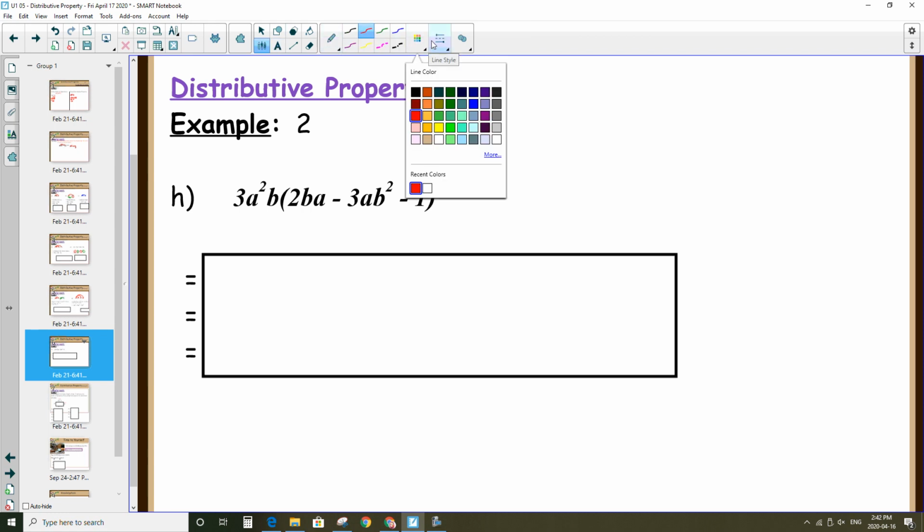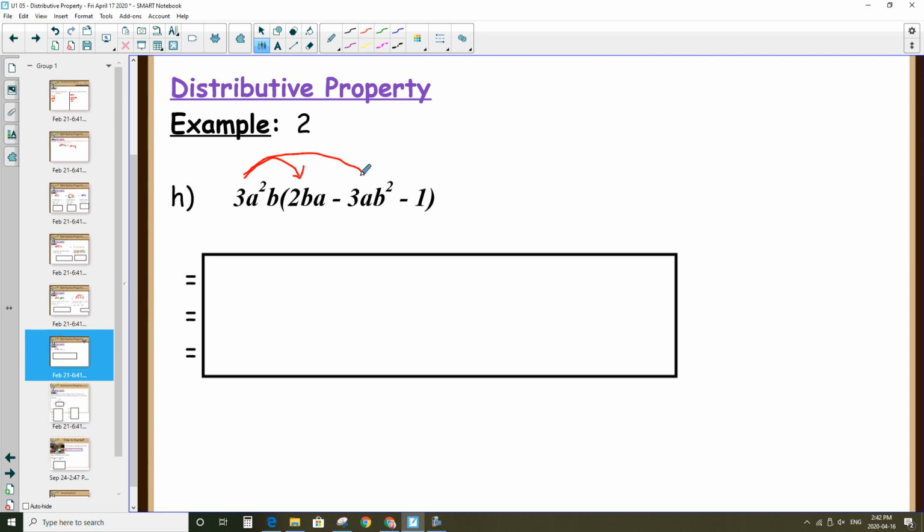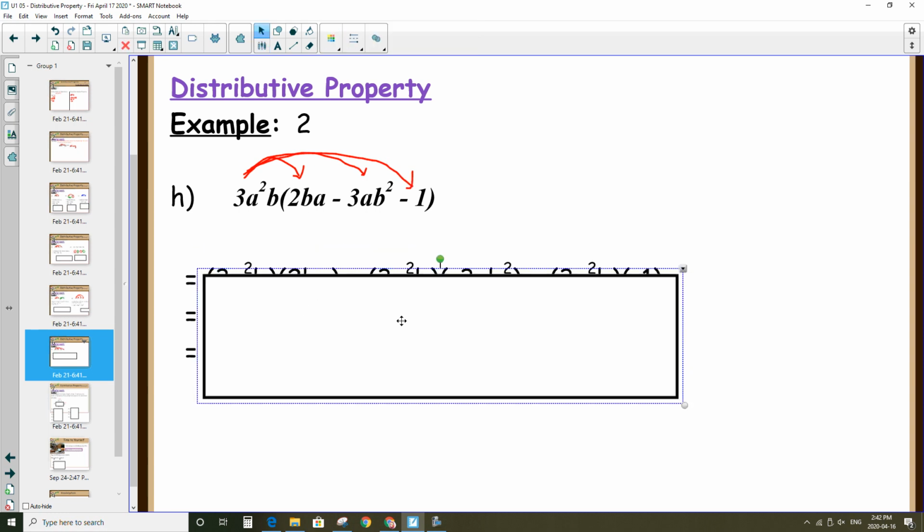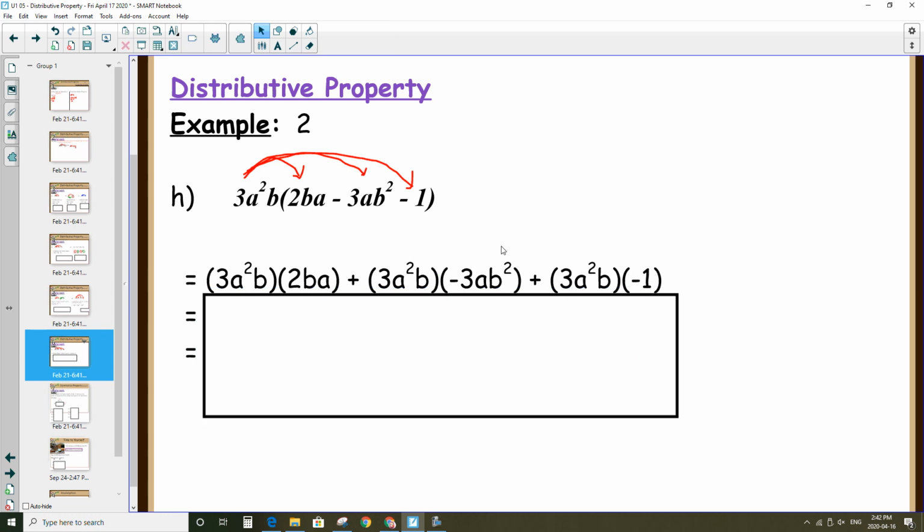I'm going to put my little rainbow lines in, just showing what I'm multiplying here. The 3a squared b has to get multiplied by each of these terms. Multiply the coefficients first, so 3 times 2 is 6, and then worry about the letters with the same base. So we've got a squared and an a. You're going to add those exponents: 2 plus 1 is 3. And then we have b to the 1 and b to the 1, so that's going to give you b squared.